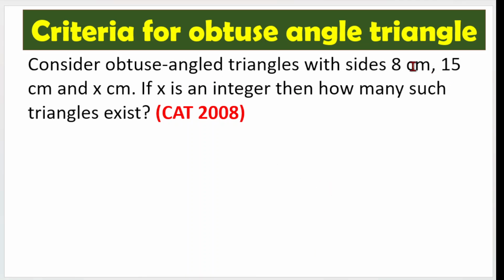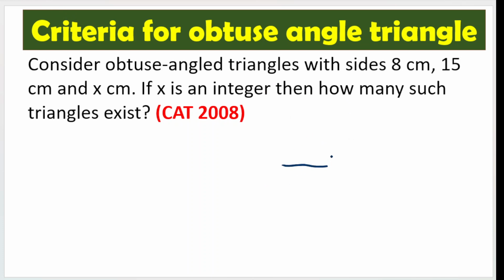Here we are given two sides of a triangle, 8 and 15. To make this triangle an obtuse angle triangle, what should x be? What should be the third side? Earlier we discussed the criteria of an obtuse angle triangle.